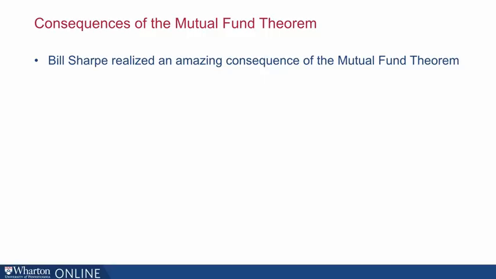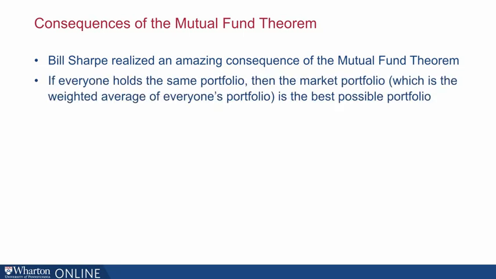Now, Bill Sharpe in the 1960s realized an amazing consequence of the mutual fund theorem. If all investors hold the same risky asset portfolio, then the market portfolio, which is the weighted average of everyone's portfolio, is the best possible portfolio. Namely, the market portfolio is the tangency, and the market portfolio is the efficient portfolio. So in other words, you don't even need to do statistical analysis to find the tangency. You can find the tangency just by looking at the market weights of all assets, relying on the wisdom of crowds to have found the tangency for you.